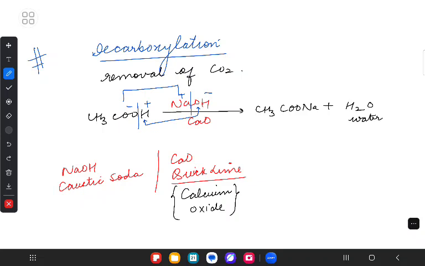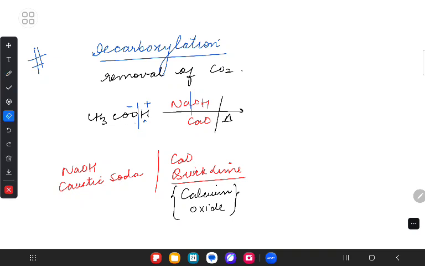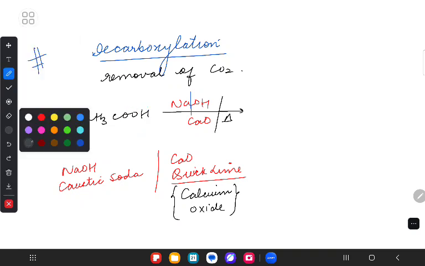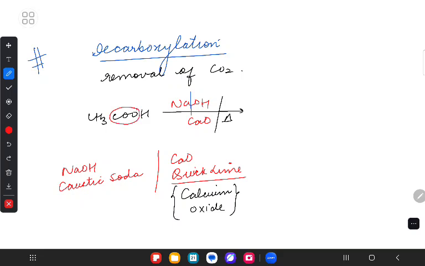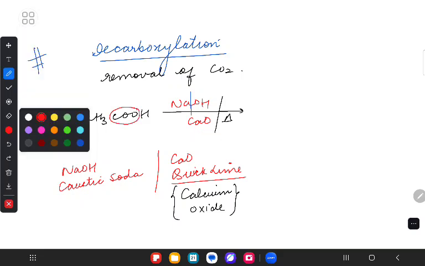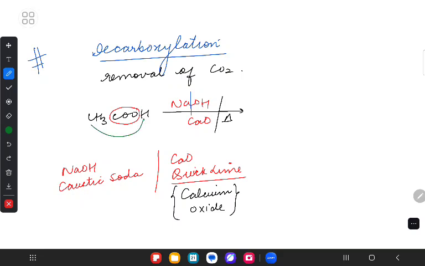Got the point? So this is going to be CH3COONa. Now basically what happens is you're not going to perform this reaction by itself. When you add CaO along with it and you heat it, heating is very important. Then you realize that this CO2 molecule gets removed and this H comes here. So we are going to have a CH4 molecule and the CO2 molecule gets removed.